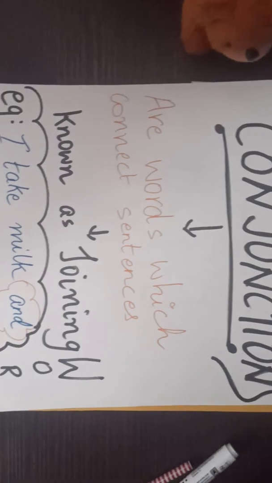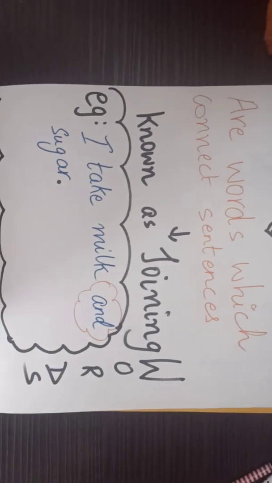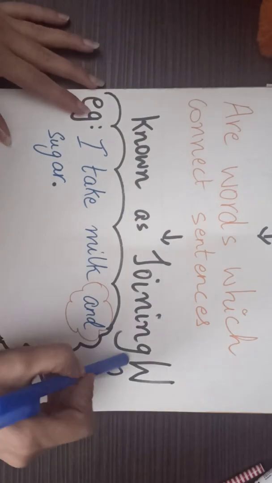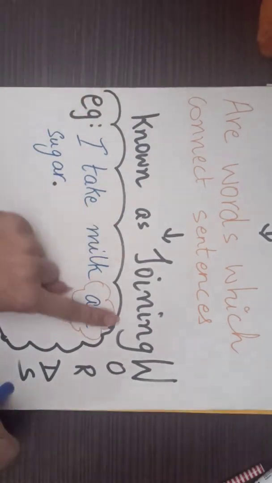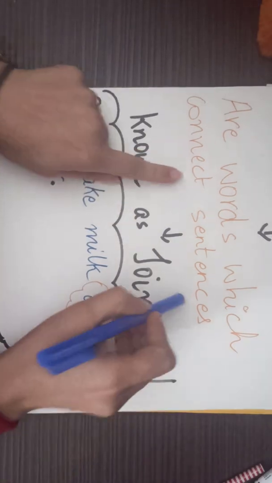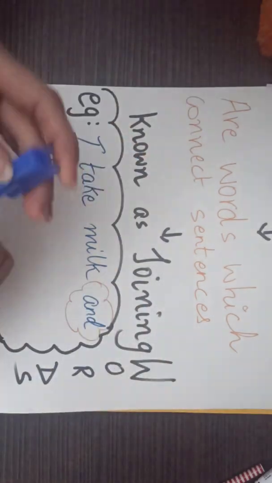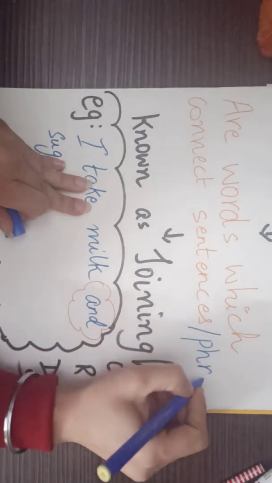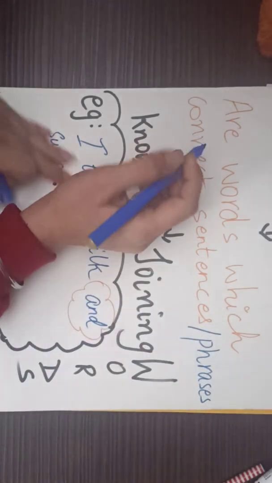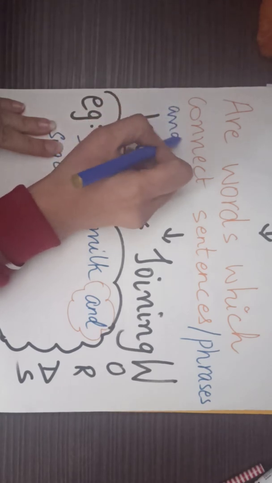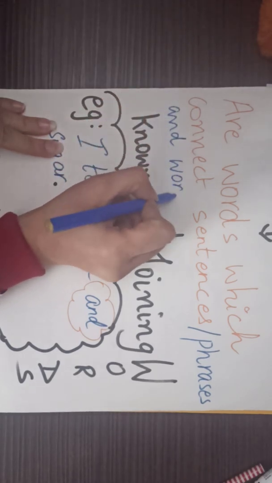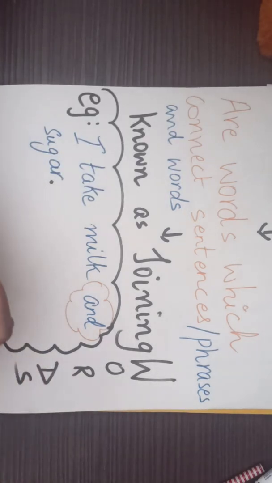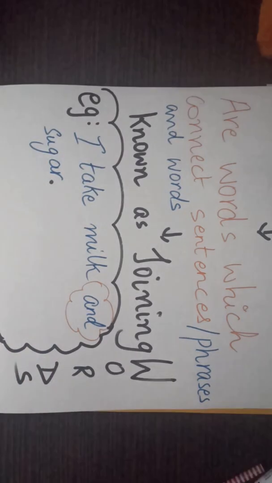What are they known as? Conjunctions are known as joining words. Now they connect sentences, not only sentences, they also connect phrases and they also connect words. Connect means join.